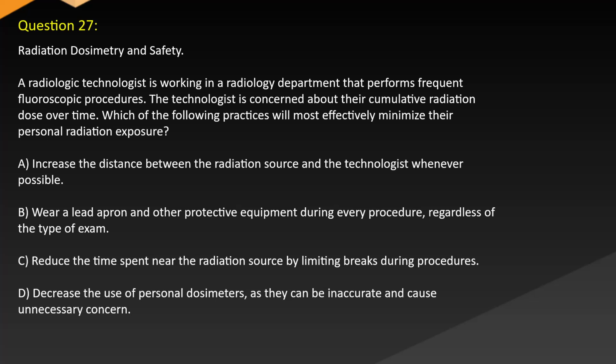A. Increase the distance between the radiation source and the technologist whenever possible. B. Wear a lead apron and other protective equipment during every procedure, regardless of the type of exam. C. Reduce the time spent near the radiation source by limiting breaks during procedures. D. Decrease the use of personal dosimeters as they can be inaccurate and cause unnecessary concern.